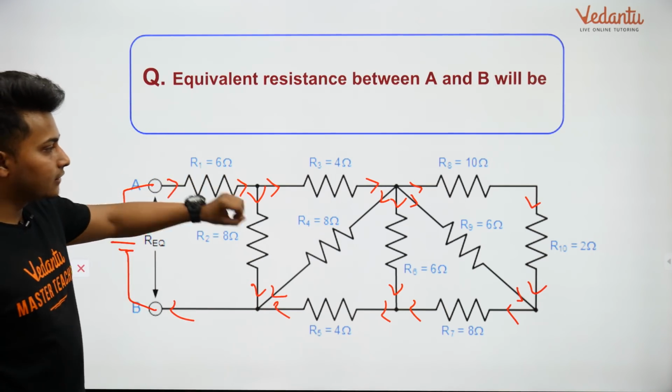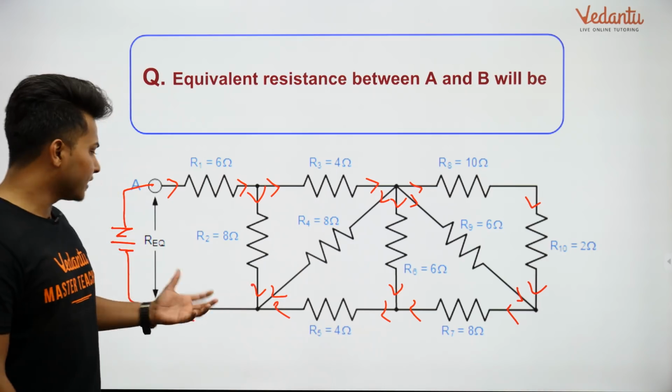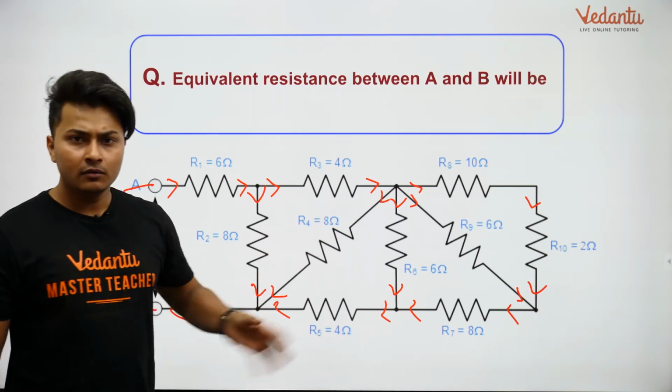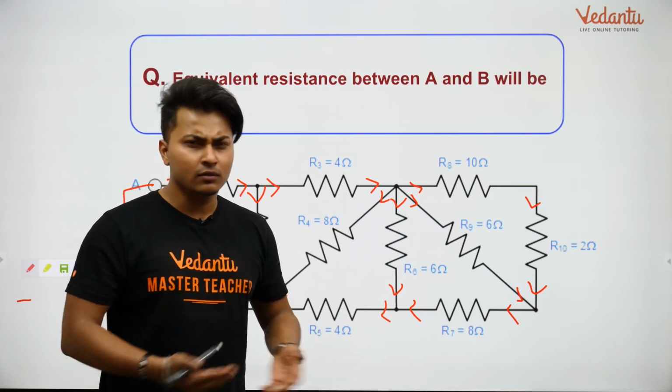So all the current which is splitting gets combined at each and every branch, and you get it back at the battery. So wherever the current gets split, it's a parallel connection, as simple as that.